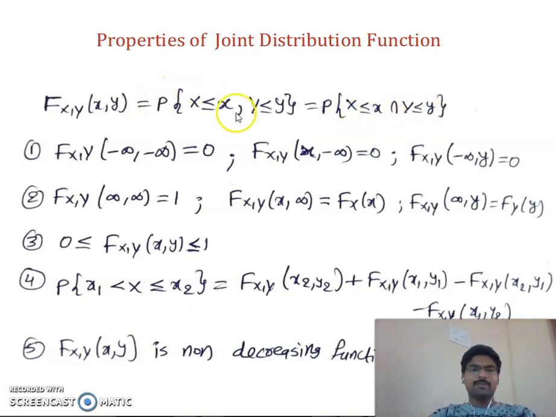This is the definition. It gives the probability of the event, let us consider X is the number of heads and Y is the number of tails: the number of heads less than or equal to some 2 and the number of tails less than or equal to some 3, both occurring jointly. That is given by the joint distribution function.